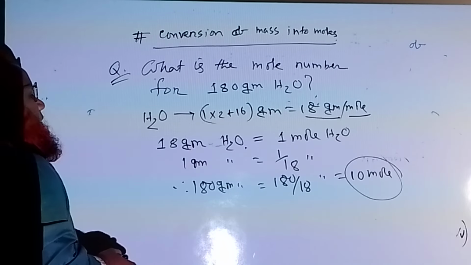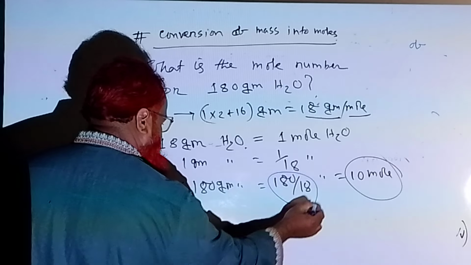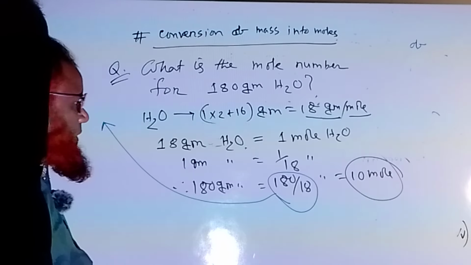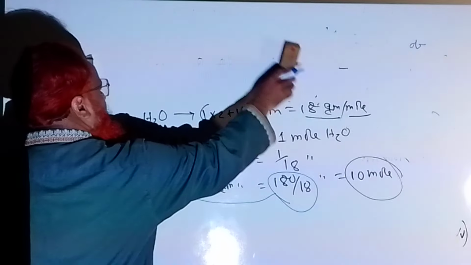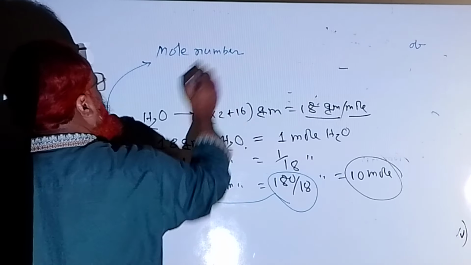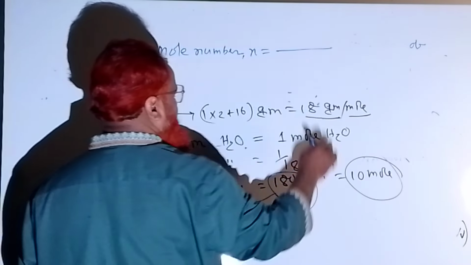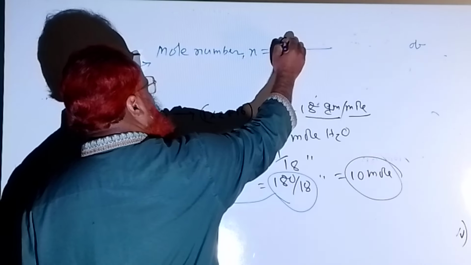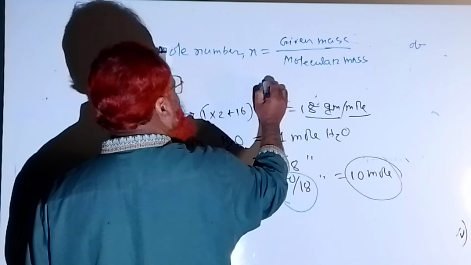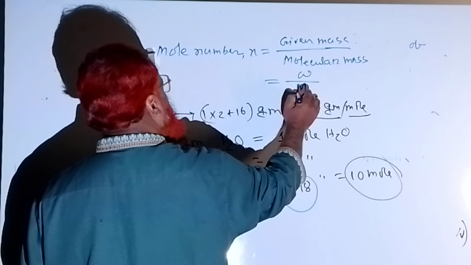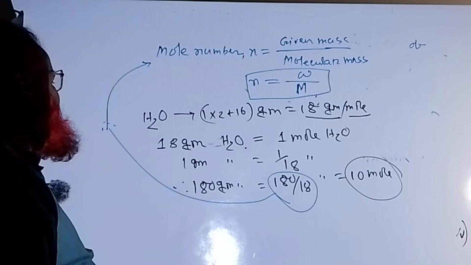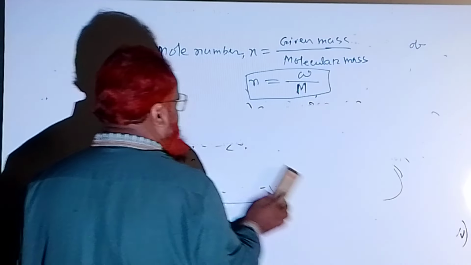So look at here, my dear student. We can make a formula from this. Okay, mole number calculation. Mole number N equals the given mass, 180 was the given mass, divided by the molecular mass. So if the given mass is symbolized by W and the molecular mass by capital M, you can write mole number N equal to W by M. So the mole number can be found using this formula.